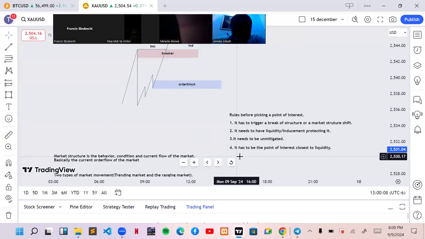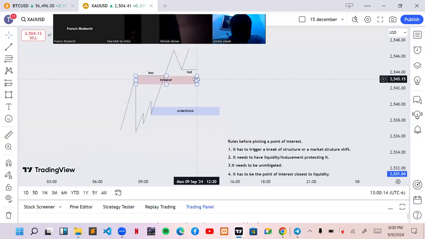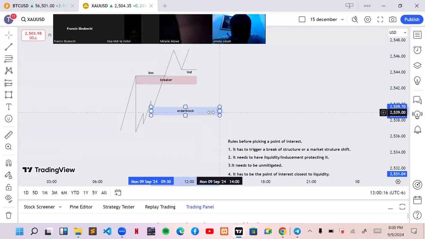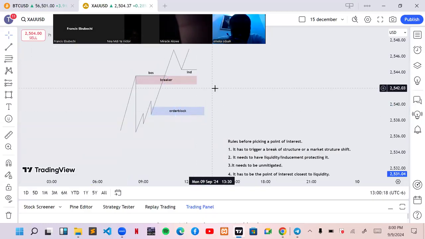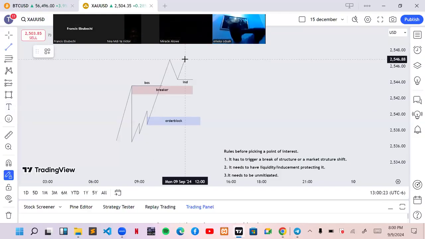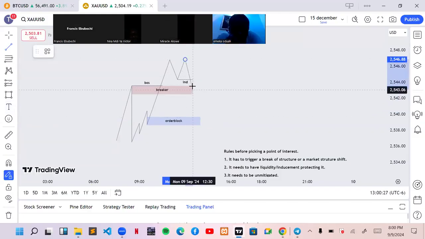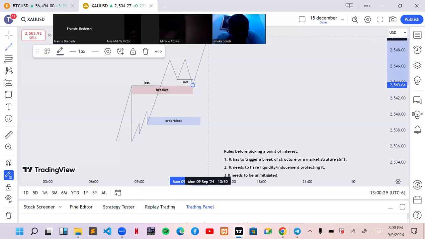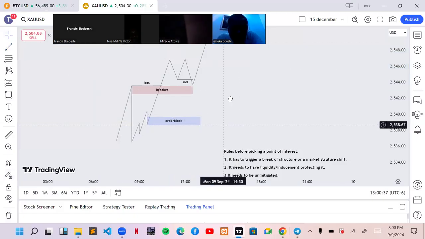But the fourth rule now says it has to be the point of interest closest to liquidity. If you pay attention here, the breaker block is a point of interest. The order block is also a point of interest. But the point of interest closest to liquidity is the breaker. That is why when the market comes here to eventually sweep this inducement, it will not buy from this order block. It will buy from the breaker block. Why? Because the breaker block is the point of interest closest to liquidity, and it matches all four rules in picking a point of interest.